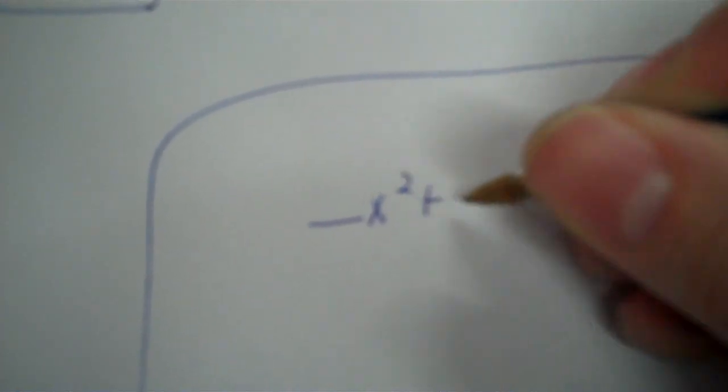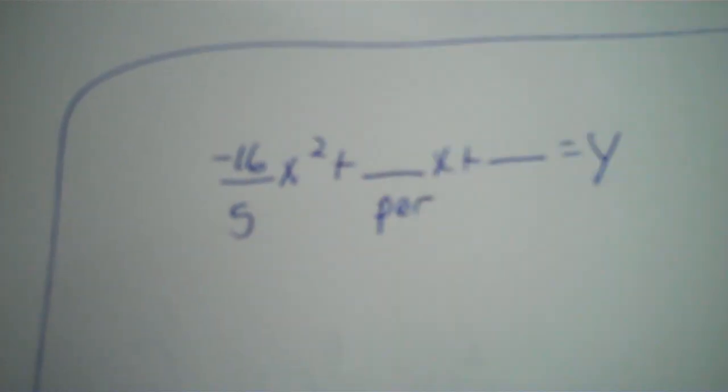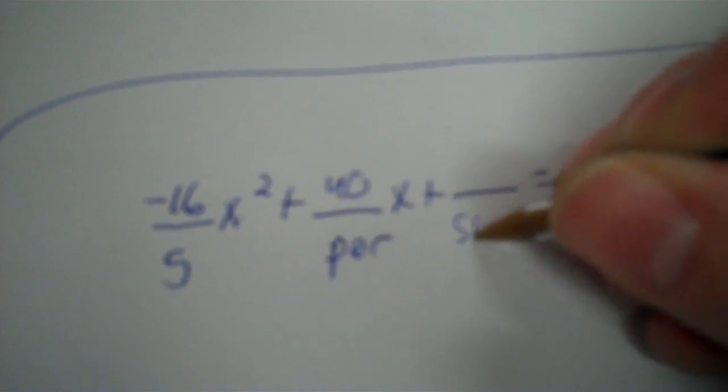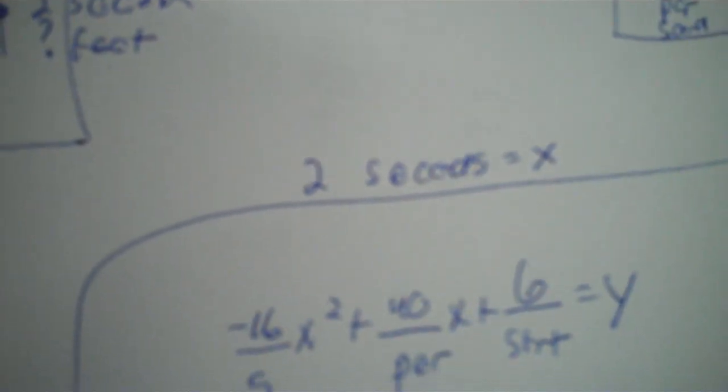Now you lay out the gravity equation just down here. So we know gravity goes here, negative 16. The rate, the acceleration rate, the per goes here, and that's your 40. And this is where it started from, which is 6. Now you have the equation laid out. You got to decide what variable to put 2 seconds in for. Well, since seconds is x, 2 seconds goes into the equation for x.